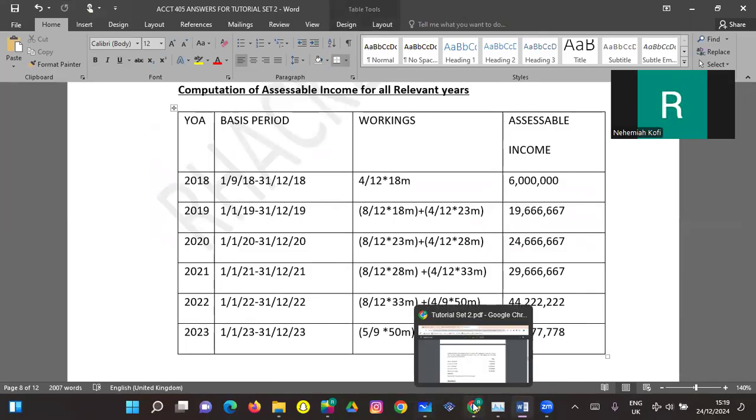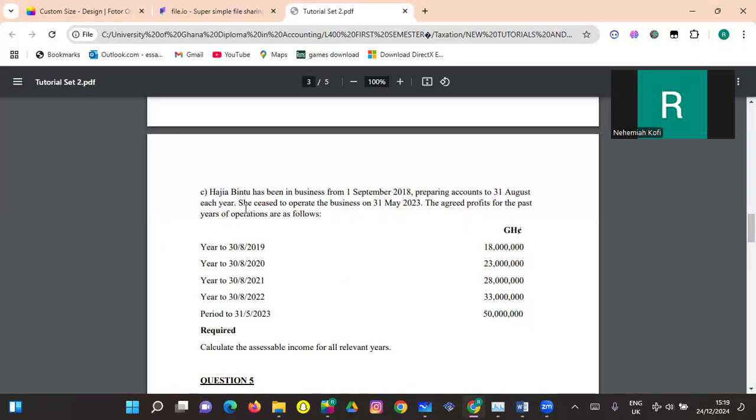So remember that Hajia Bintu is not a company. It is a normal business, like a sole proprietorship. And for a sole proprietorship, the basis period is the calendar year. So we are going to calculate its basis period within the calendar years, January to December each and every year. Among these revenues, we are going to apportion how many months they worked in each of the calendar years.